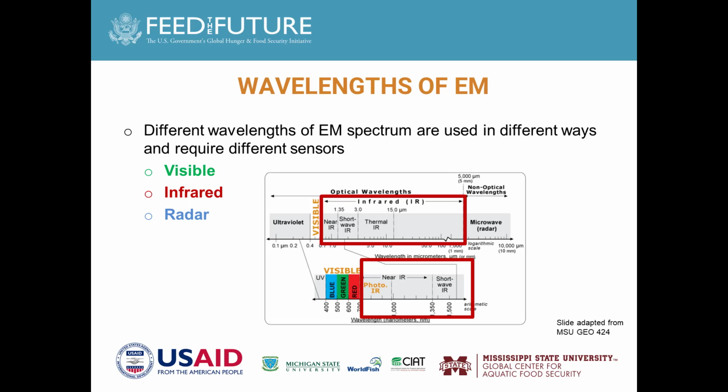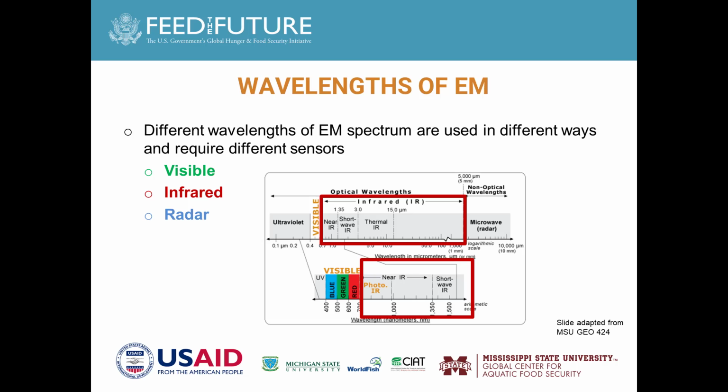Next up is infrared, and infrared makes up a much larger chunk of the electromagnetic spectrum. Infrared consists of many different types. There's near infrared, which is typically denoted as NIR. There's shortwave infrared, thermal infrared, and then down at the bottom you can see that there's also photo infrared, which is part of the near infrared spectrum. All these wavelengths tell us different characteristics about an object.